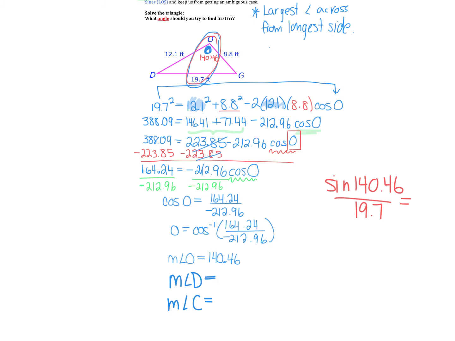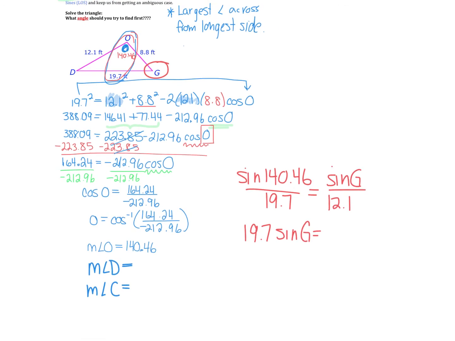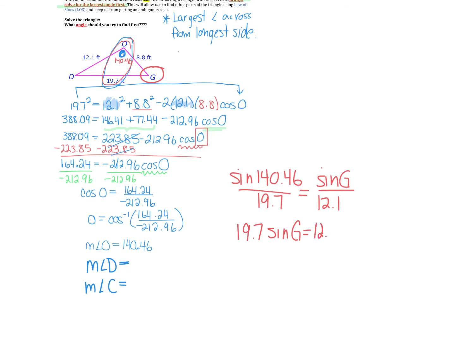And now they want me to find them from largest to smallest angle. The second longest or biggest angle is going to be G because it's across from 12.1. So that's going to be sine of G over 12.1. I cross multiply. I'm going to get 19.7 sine of G equals 12.1 sine of 140.46.